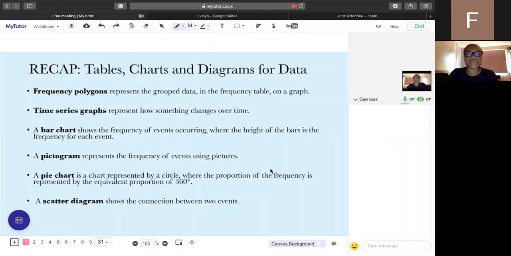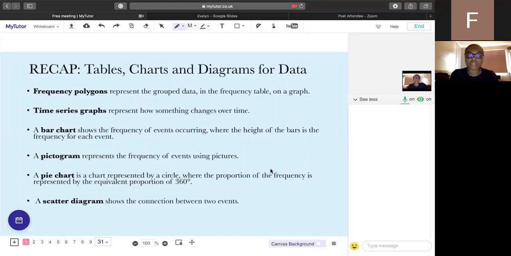So we looked through frequency polygons, which represent group data in a frequency table on a graph. So that was the one where we drew up straight lines between the different points. We also looked at time series graphs, which look very similar to frequency polygons, only that they represent how something changes over time rather than grouped data. So that's the difference between the two of those. We also looked at bar charts, which show the frequency of events occurring, and the height of the bars represents the frequency of each event.